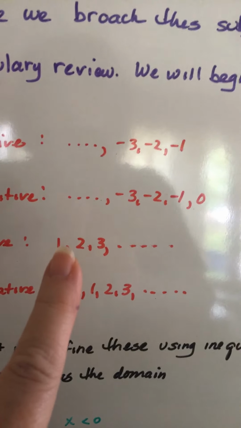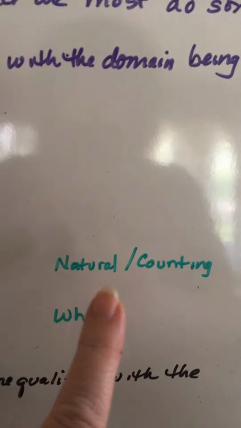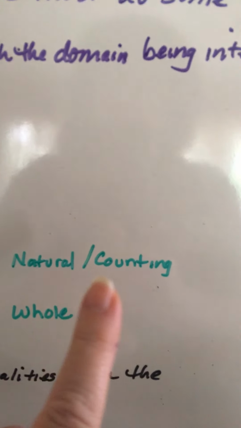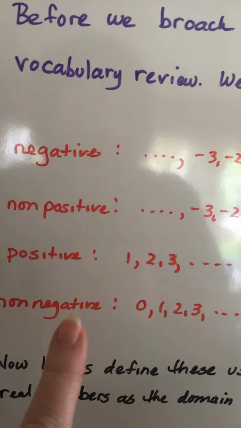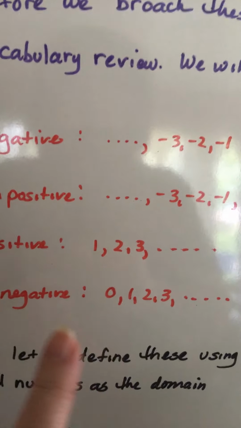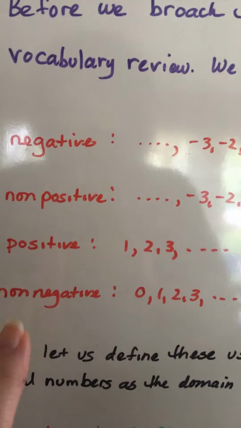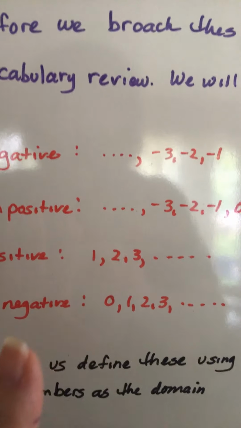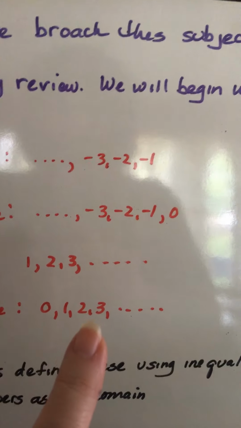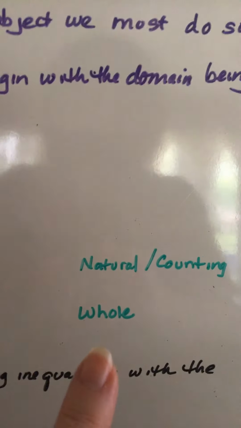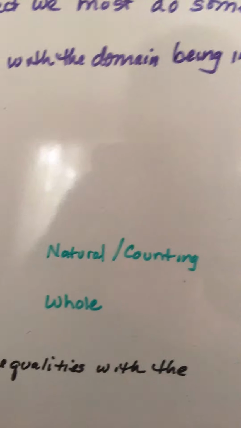Positive means you're starting with just 1, 2, 3, 4. You need to know this means natural and counting. Non-negative. You see the word negative and you're trying to put negative signs in, but what does it mean? Not negative. Anything but negative. So 0 is not negative, and the positives are not negative, and this is what we call the whole numbers.